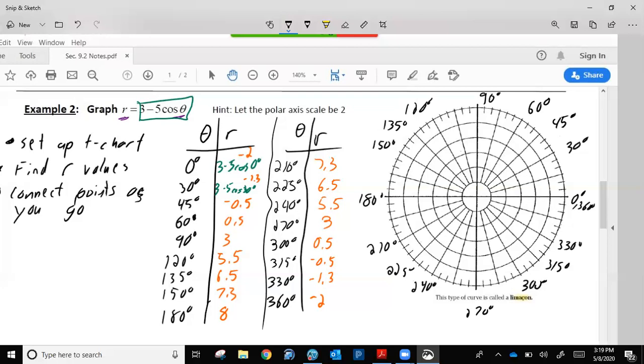On this particular problem, to make it fit on this curve, I've said let the polar axis scale be 2. That just means that every ring represents a radius of 2. So you have the pole is 0, and then 2 for the first ring, 4 for the second ring, 6 for the third ring, 8 for the fourth ring. And I did that because I can see my radius values go out to 8. If I went with a scale of 1, it wouldn't fit on this coordinate system plot that I have. Now, we want to plot these points one at a time.